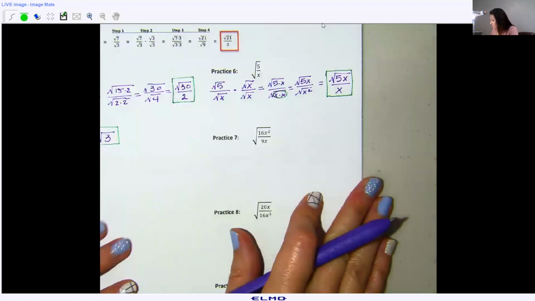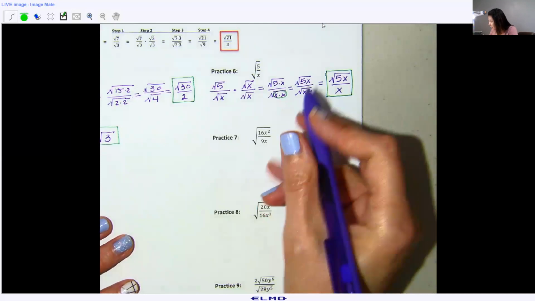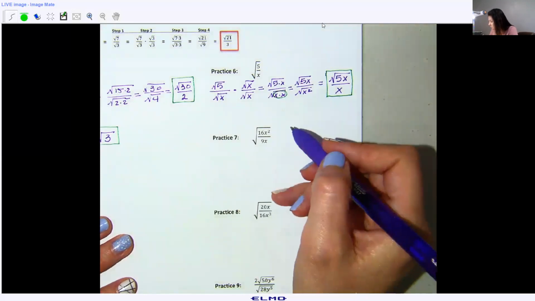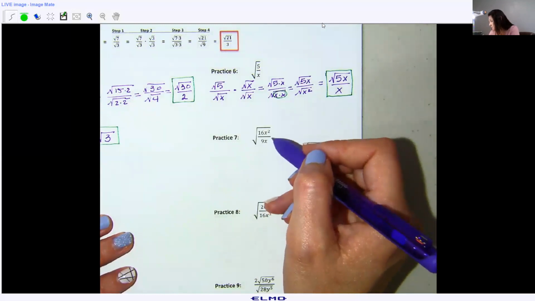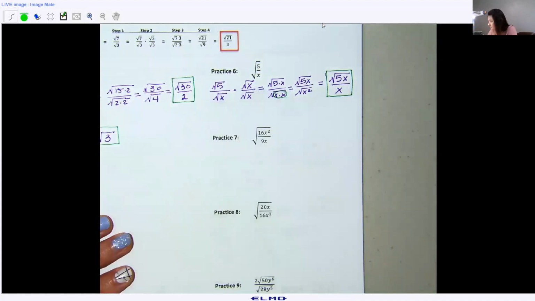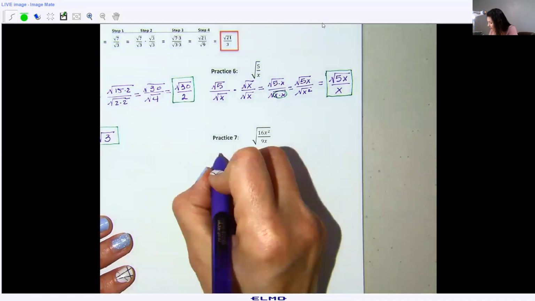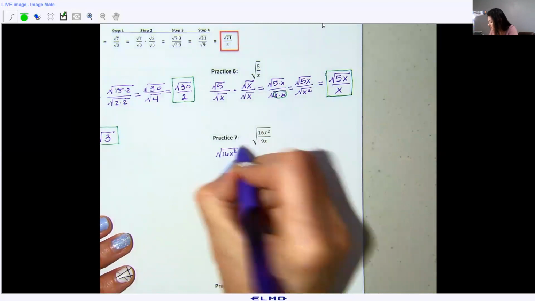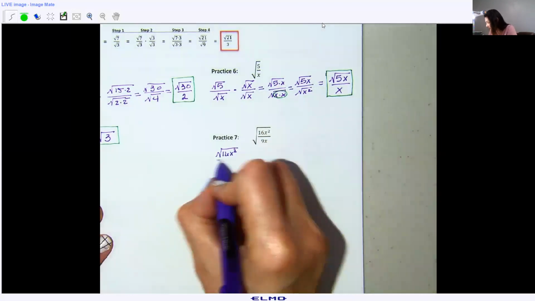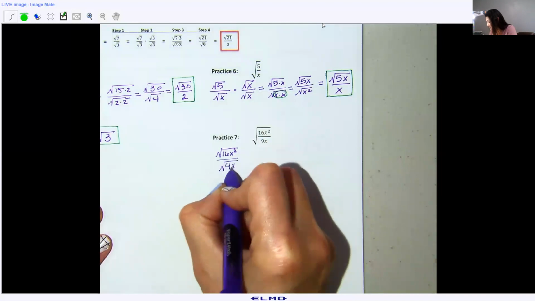Let's go to practice number 7. The only thing that I could factor out of these, or simplify, would be the x's, okay? But I'm going to leave them in there for now. So I need to go ahead and rationalize my denominator. Okay, so we have the square root of 16x squared, and we have the square root of 9x.